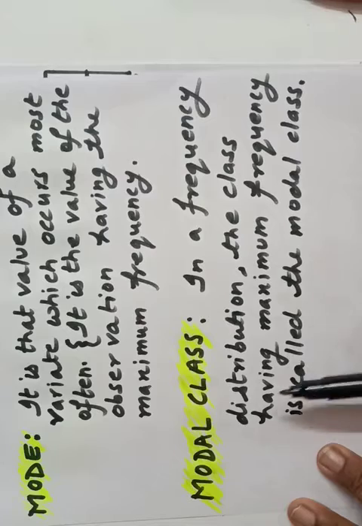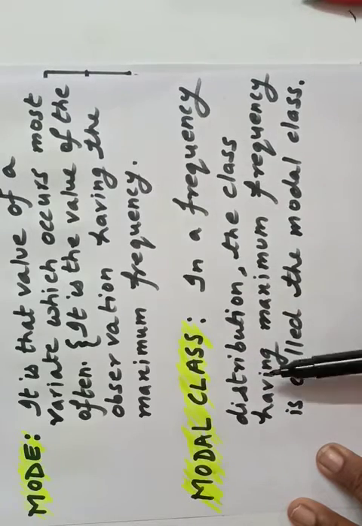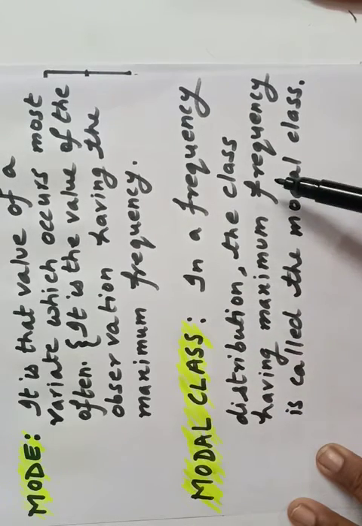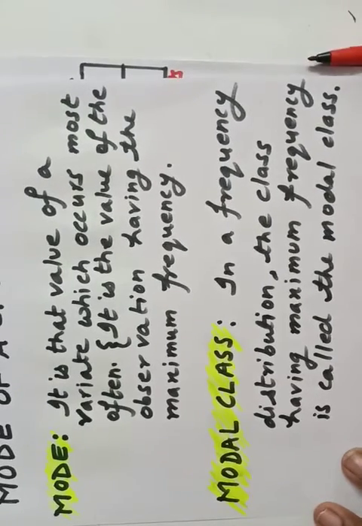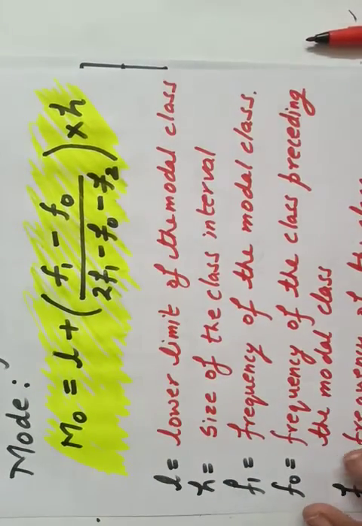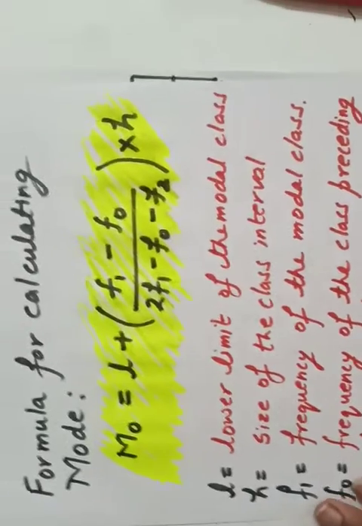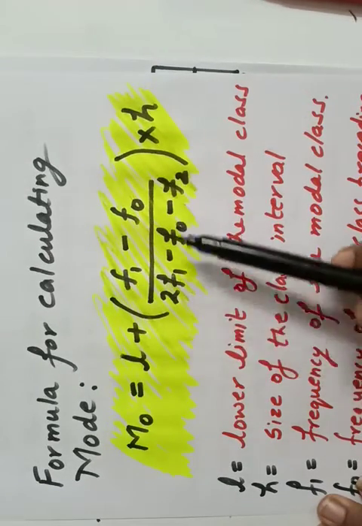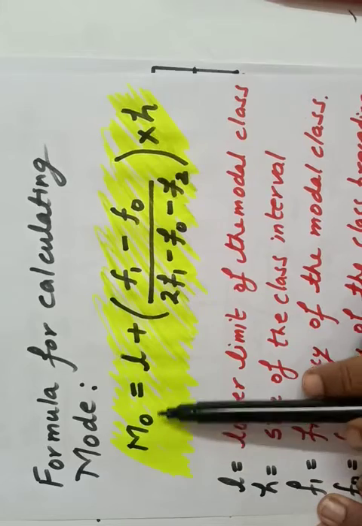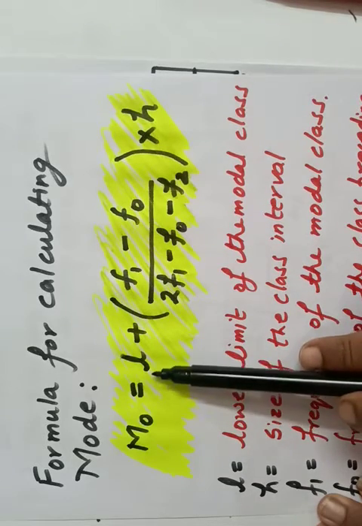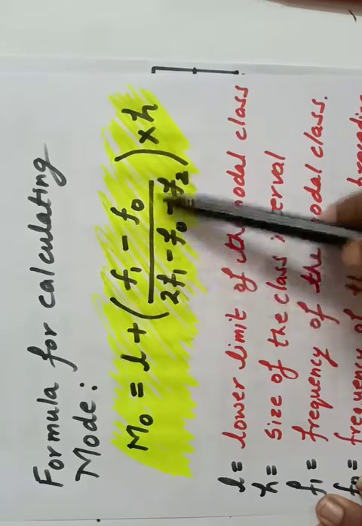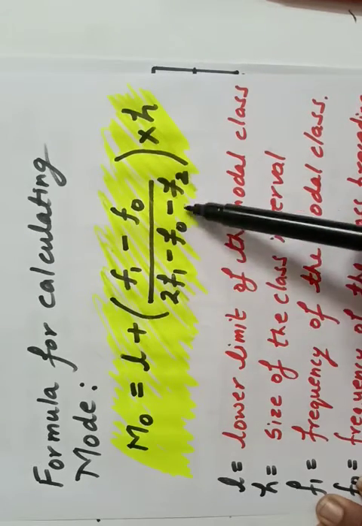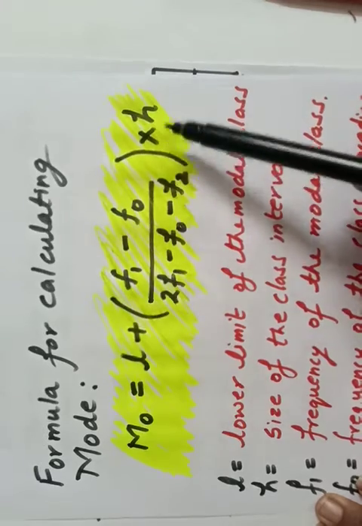So what is the modal class? In a frequency distribution, the class having maximum frequency is called the modal class. Now just go through the formula for the mode. So this is the formula for calculating the mode: mode is equal to L plus (f1 minus f0) upon (2f1 minus f0 minus f2), into h.